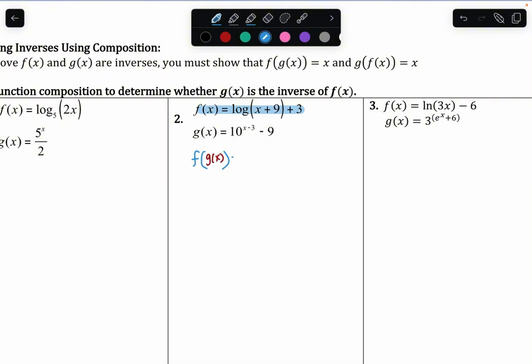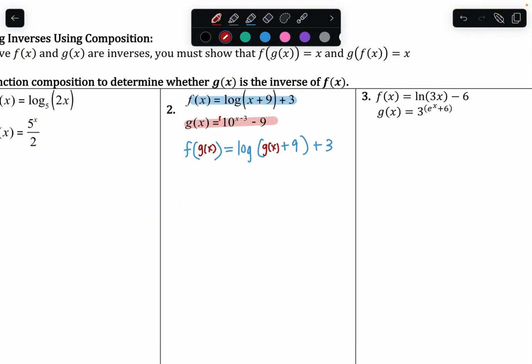Okay, and so your first step is to get the rule for f. Okay, so f says log of x plus 9, skip the x, plus 3. Leave a blank because that's where g of x is going to go. G of x is substituting x. So the entire g of x expression is going to be in the place of x. And so I have log, and then a plus 9, and then a plus 3 outside. And g of x is 10 to the x minus 3 minus 9.